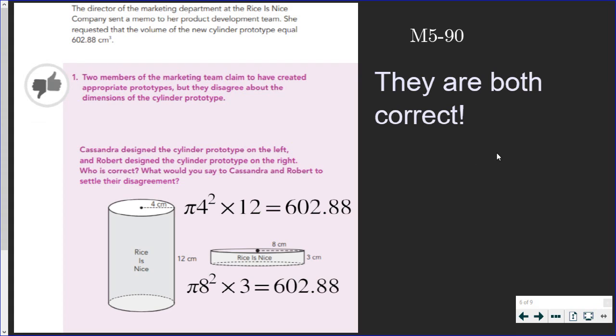All right, your 3 minutes is up, so hopefully you realized that you could find the volume of both of those cylinders because they give you the radius and they give you the height, and we know that it's just pi times the radius squared times height gives us our volume. And as you can see, when you take the cylinder on the left, it's pi times 4 squared times 12, and you get, in fact, the correct answer, which is 602 and 88 hundredths. But at the same time, the short and wide cylinder was pi times 8 squared times 3, and you also got 602 and 88 hundredths, so they are actually both correct, and in fact either one would work as the new prototype. Okay?